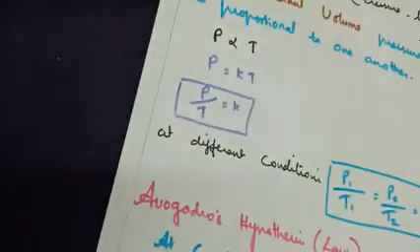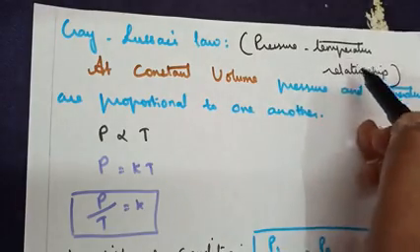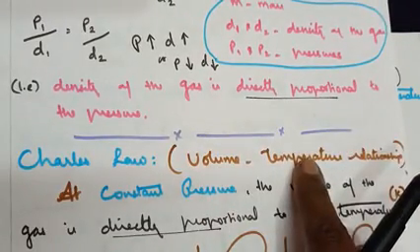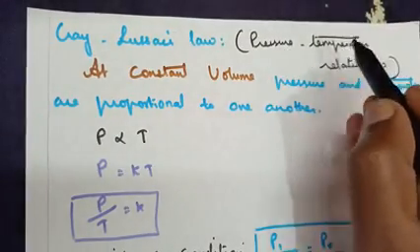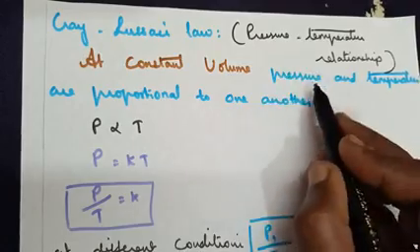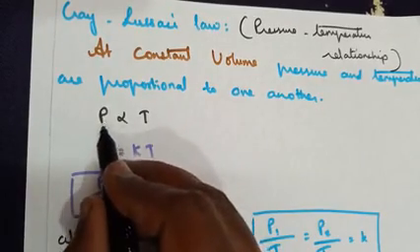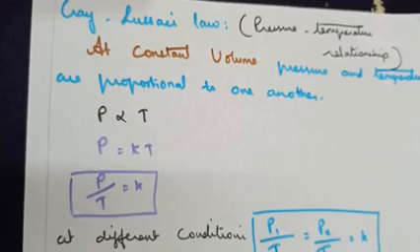Moving on to the third type of law, that is Gay-Lussac's law. Here pressure and temperature are considered. In Boyle's law, pressure and volume are considered, temperature is constant. In Charles' law, volume and temperature are considered, pressure is constant. But in Gay-Lussac's law, pressure and temperature are considered, volume is constant. Easy way of understanding: at constant volume, pressure and temperature are proportional to one another. So how do we represent it? That is, P is proportional to temperature. That is, P is equal to K, the proportionality sign replaced with a K.